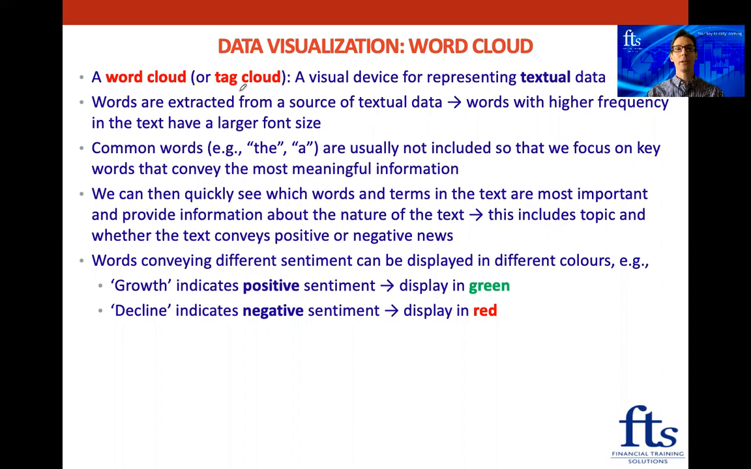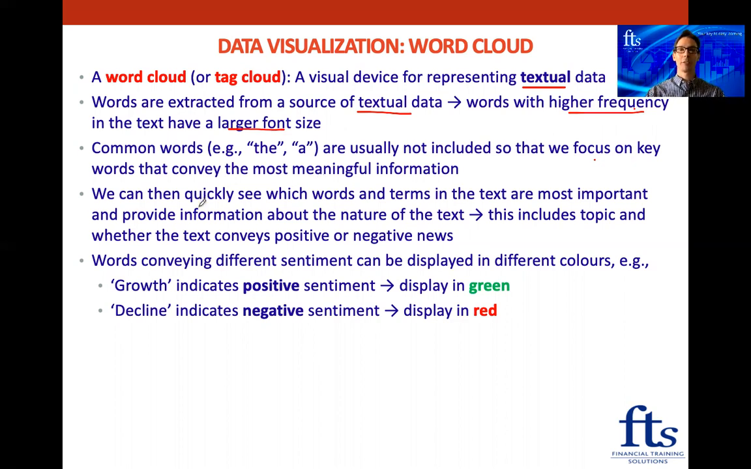A word cloud is also called a tag cloud. It's a visual device for representing textual data. All that happens is that words are extracted from a source of textual data, and words that have higher frequency, that occur more often in the text, have a much larger font size. Common words like the, is, or at are usually not included. Why? Because we want to focus on the key words that convey the most meaningful info of our textual data.